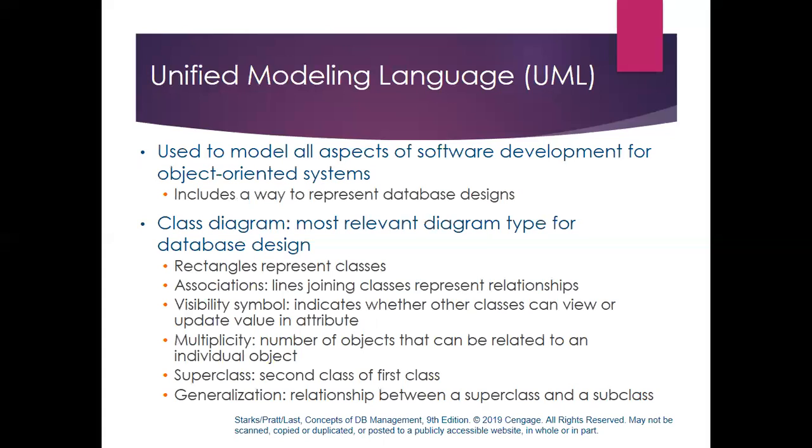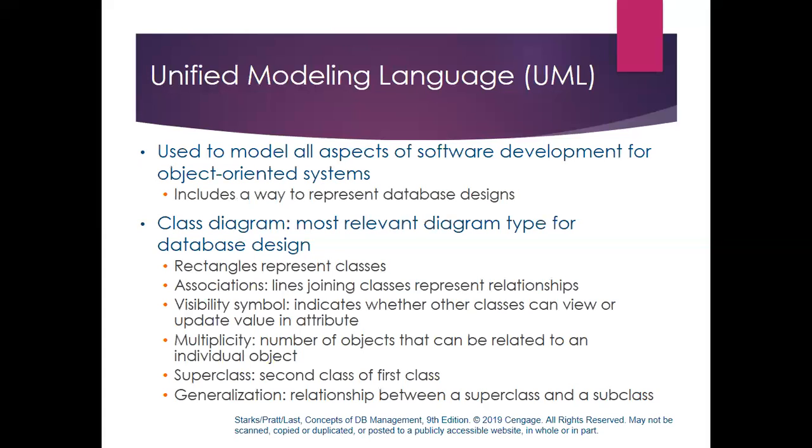Unified Modeling Language, UML. The Unified Modeling Language is an approach used to model all aspects of software development for object-oriented systems. Unified Modeling Language includes a way to represent database designs and several types of diagrams, each with its own specific purpose. The class diagram is the most relevant diagram type for database design.